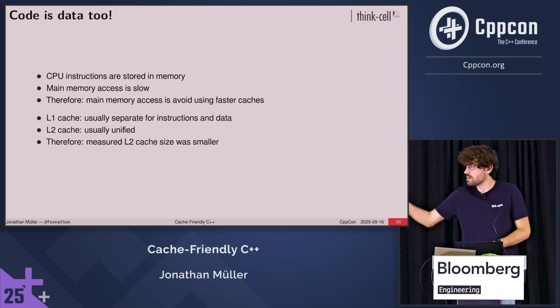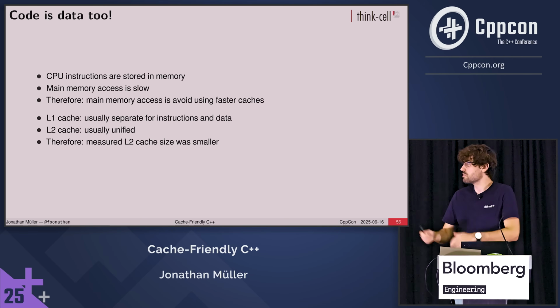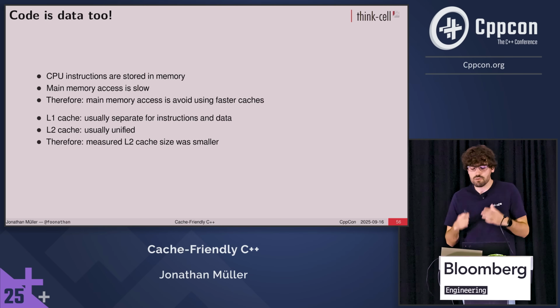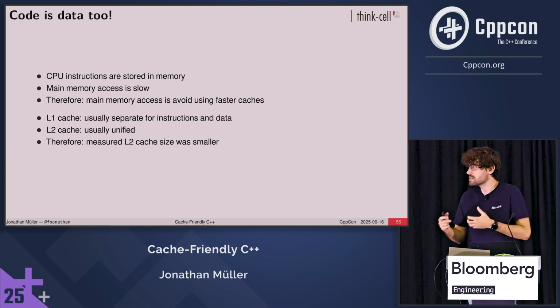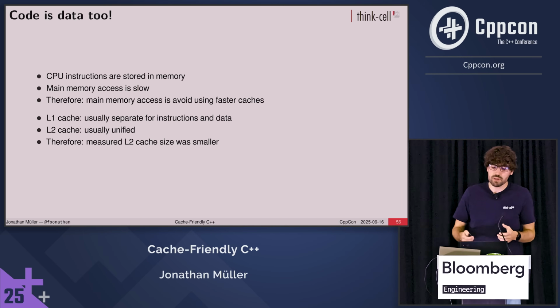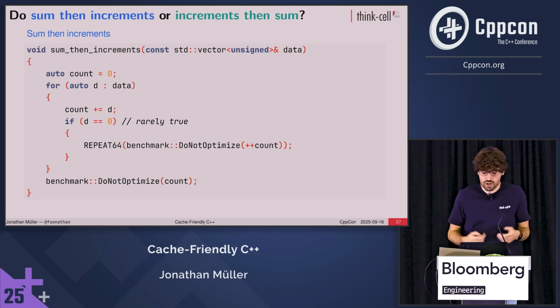And therefore, the measured L2 size was smaller because some of the L2 cache size is used up for the actual program we're executing. And now, the fact that code is data means that the code itself also has weird caching effects. And we can create really contrived examples to demonstrate weird caching effects of code itself.